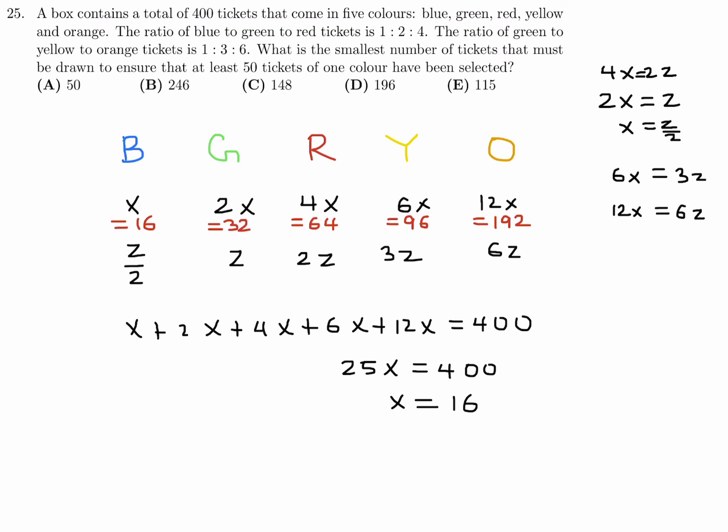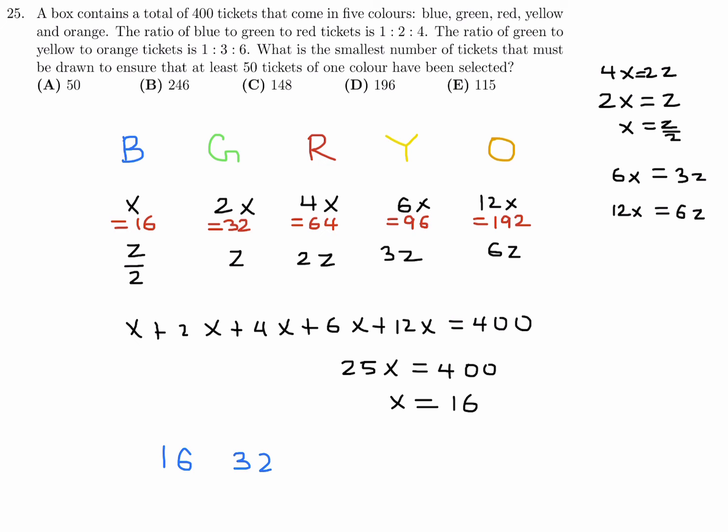Now, how do I do that? And this is the way you do it. First, what you do is you select all of the blues. So that's 16 of them. So we've exhausted the blues. Now we select all of the green. That's 32. We're done. We've taken all the greens out.